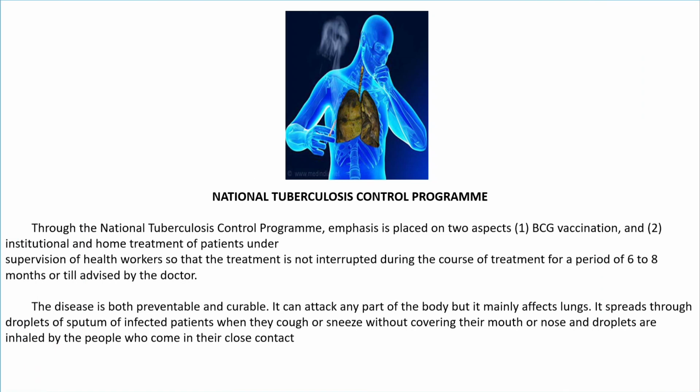Now the next will be about the National Tuberculosis Control Program, right? So what is the National Tuberculosis Control Program? Before that you have to understand what tuberculosis is. Tuberculosis is a disease which mainly affects, as you see in the picture, the lungs. So how do you get this disease? All those things we will see as we go on in the slides.